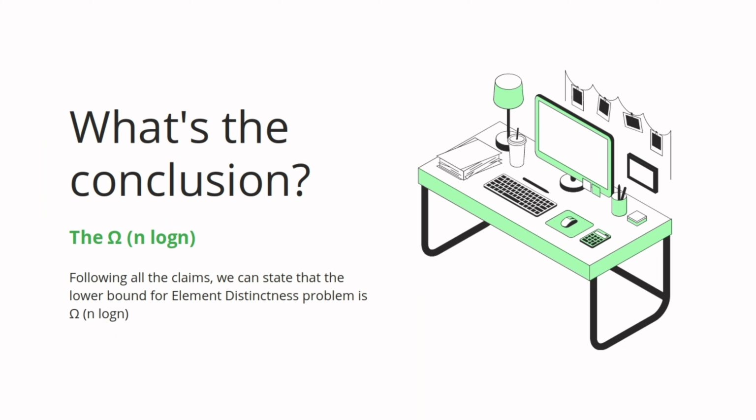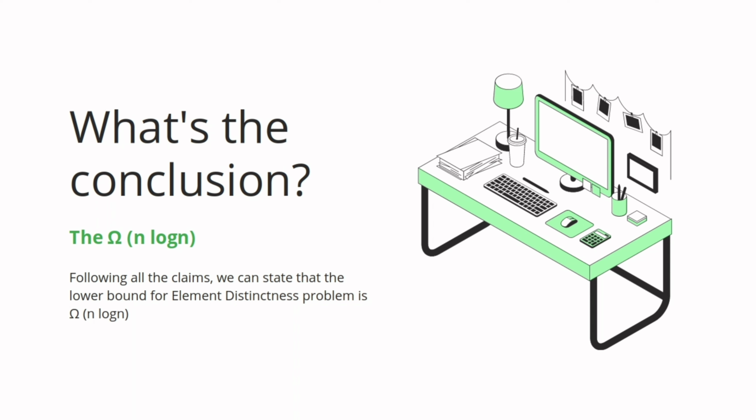So now what's the conclusion? Following all the claims, we can state that for a given input of size n, the algorithm for the element distinctness problem will have at minimum n factorial leaf nodes, and its tree will have log n factorial height, which implies that the lower bound for this problem will be omega of n log n. Here, we have proved that the lower bound for the element distinctness problem is omega of n log n.